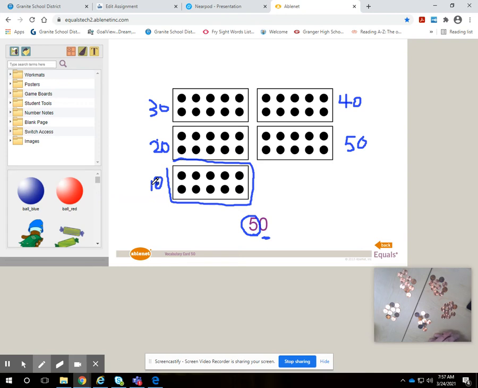Okay. So this is how we count sets. We could count these sets in sets of 10. Now, there's another way that we can count sets. We could count sets in groups of 5 as well. Okay. So, if we're counting groups of 5, we would actually need 10 sets of 5.